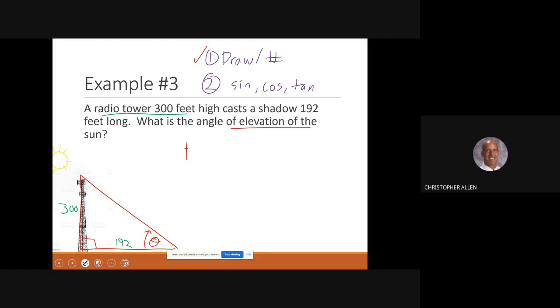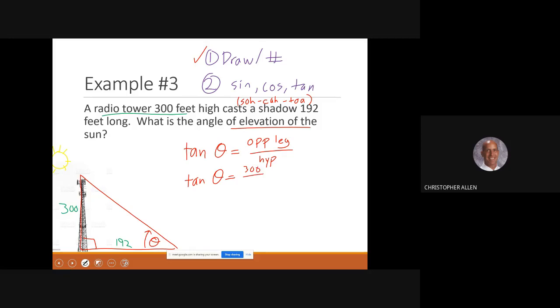So I'm going to write tangent theta equals opposite. In fact, let me write opposite leg over hypotenuse. Remember, we're using that whole SOH CAH TOA. This right here is what helps me remember which one of the three I need to use. Now we're just going to fill things in here. The tangent of theta, opposite leg, that's 300. Oh, I did that wrong.